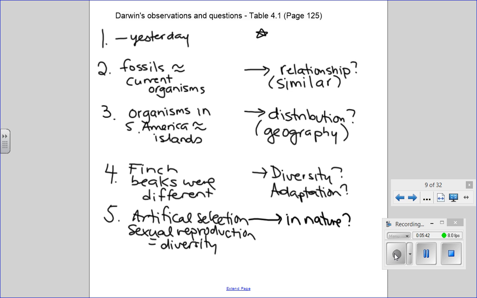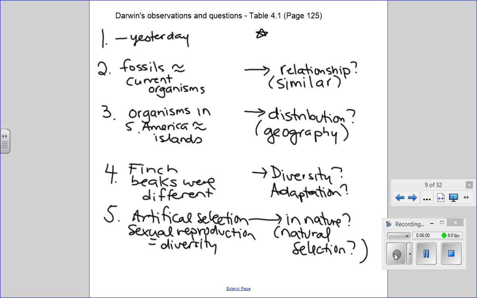could something like this happen in nature? So, is something like natural selection possible? So up until this point, no one said natural selection because he's the one who's going to coin this term, use this theory.